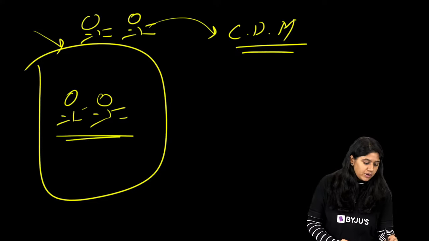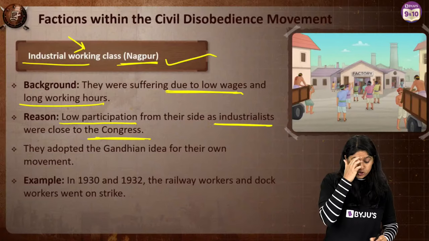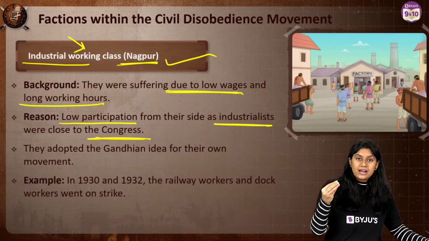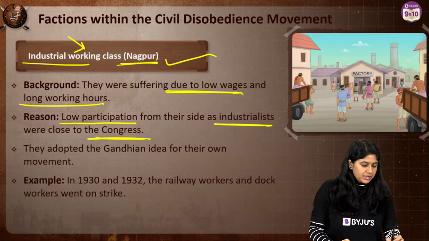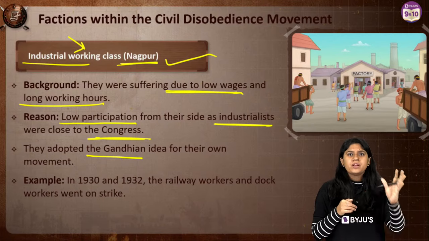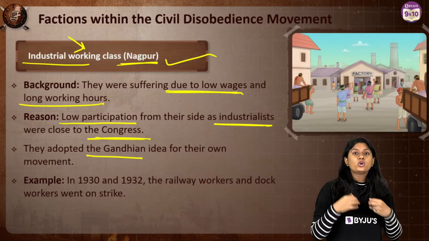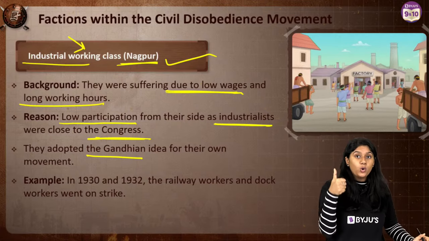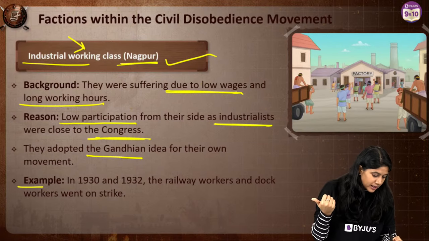So of course these people will not support it because they will not listen to what these people have to say. So we saw very low participation of the industrial working class in the civil disobedience movement, right? We saw very little of it. They adopted the Gandhian ideas in their own way by discarding the foreign goods, by just wearing the things that they have. But they could not contribute on a very large scale because again, they were suffering from low wages and long working hours. We have an example.